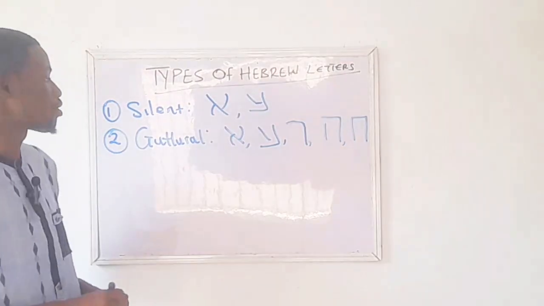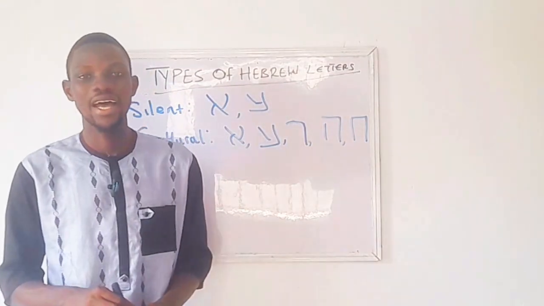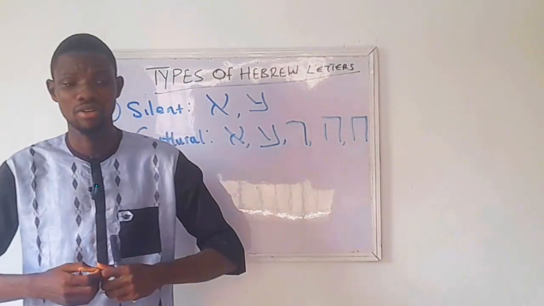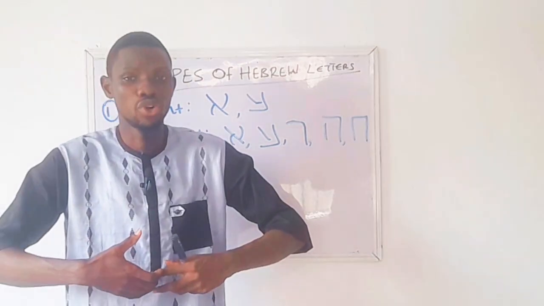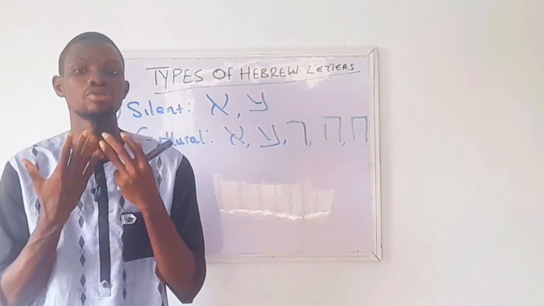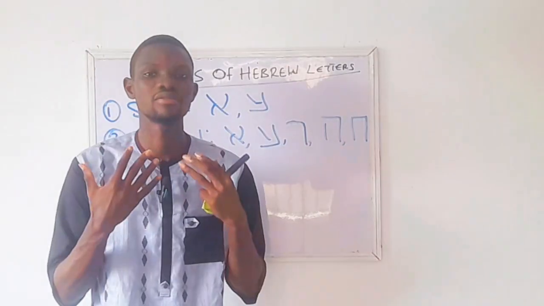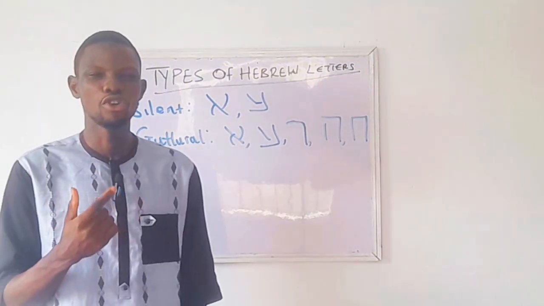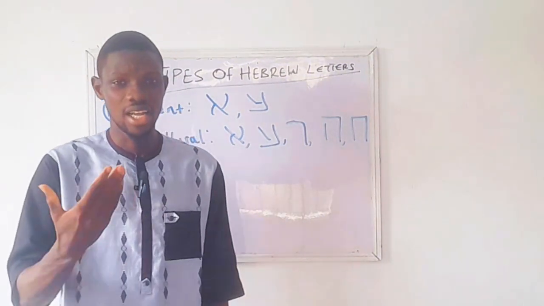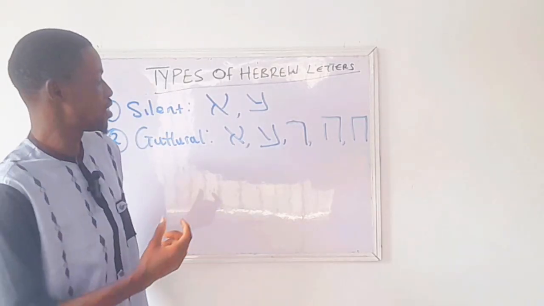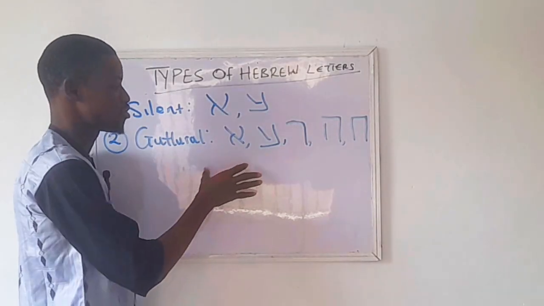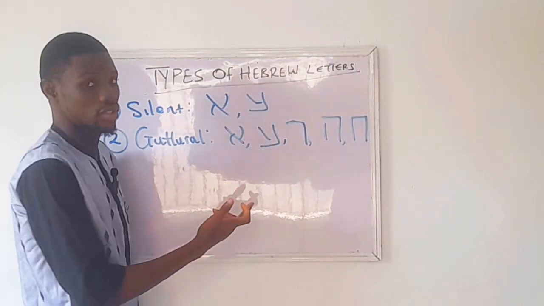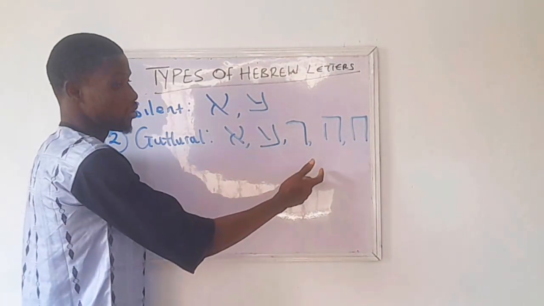Now, what are guttural letters? Guttural letters are letters that have a distinct way of pronouncing them because they are usually pronounced using the throat. All right, from the throat. So they are difficult to pronounce for non-native speakers like those of us learning. All right, so it's also one of the reasons why these 2 letters could be lost. All right, but this one we can still pronounce. This is Resh.